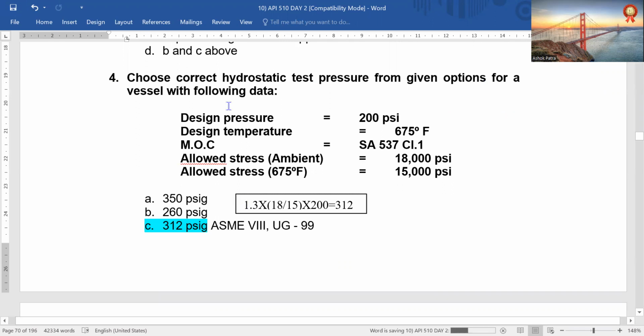Choose the correct hydrostatic test pressure from the given options for a vessel with the following data. Design pressure 200, design temperature this, MOC this, SA-573, allowed stress just 18 by 15 into 200, that is 312 psig, that is the answer. Ambient divided by, 675 is given already, so no problem.